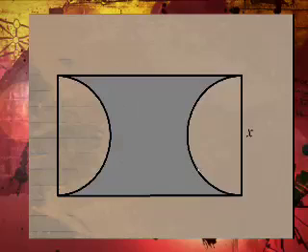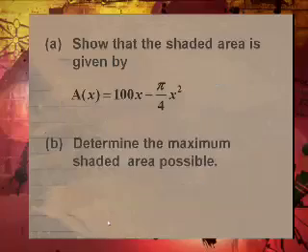So you've got a nice little design for a little rectangular table mat that you're going to sell. And what you do is you put your plates of food onto this mat so you don't damage the table. Now what's the first question? It says show that the shaded area, that's the thing painted, the multicolored area, is given by this, and determine the maximum shaded area possible.